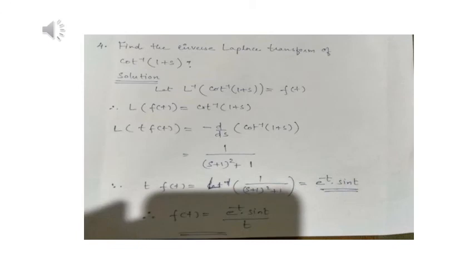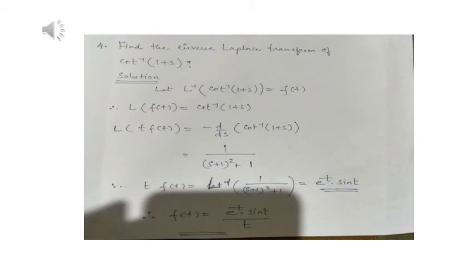Next question, find the inverse Laplace transform of cot inverse of 1 plus s. So here also we can use the inverse Laplace transform of derivatives. That is L inverse of cot inverse of 1 plus s can be written as f of t. Now L of f of t is cot inverse of 1 plus s. Now multiply t with f of t, that is we have to find the negative derivative of RHS. That is L of t f of t is minus d by ds of cot inverse of 1 plus s.